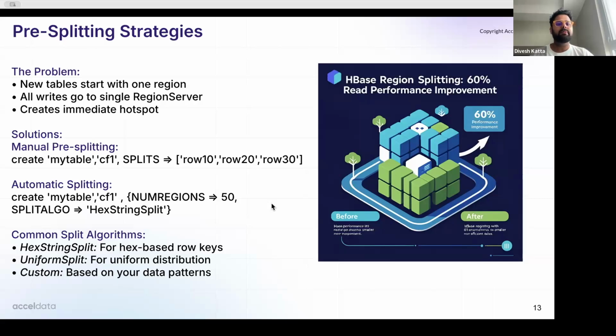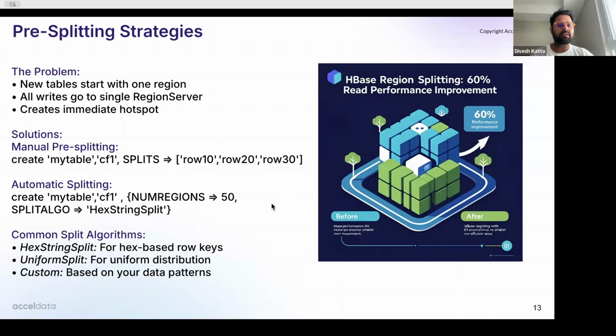The key to effective pre-splitting is understanding your row key distribution. If you're using time-based keys, you need enough regions to handle your peak write rate. A good rule of thumb is to ensure no single region handles more than 1000 writes per second.